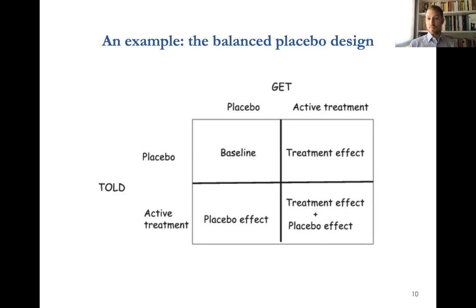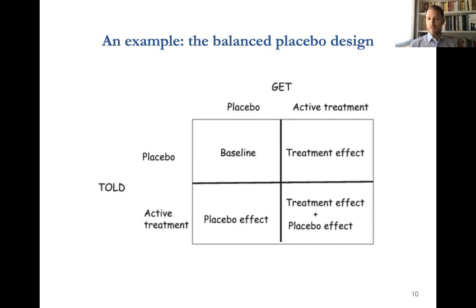Then we have a second group in which they get the active treatment, so the caffeinated drink, but they are told that they are getting a placebo. So in this group, presumably, we will measure at the end of the study only the treatment effect. Then we have a third group in which they get the placebo, but they are told that that's the active treatment, so that's the caffeinated drink. And that's the group in which we measure the placebo effects, in this case, the effects of the expectations.